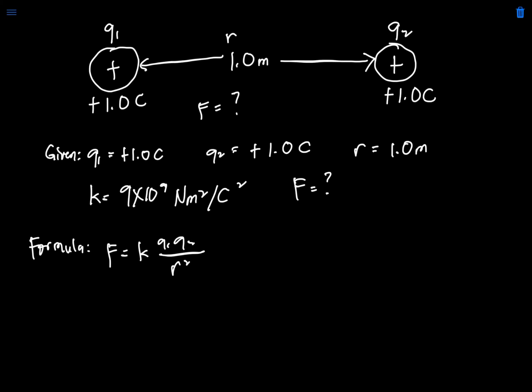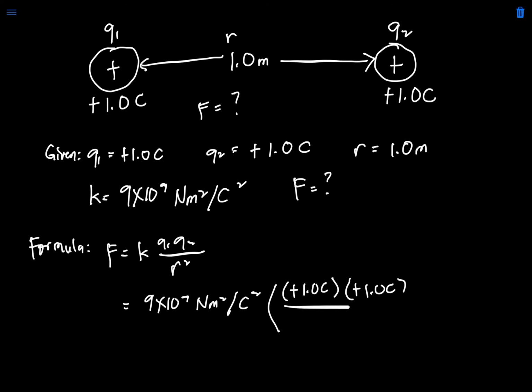Now we are ready to substitute the given into our formula. So our k is 9 times 10 raised to 9 Newton meter squared per Coulomb squared, times the quantity Q1, which is positive 1.0 Coulomb, times another Q2, which is positive 1.0 Coulomb, divided by our r, which is 1.0 meter, and let's square this one.